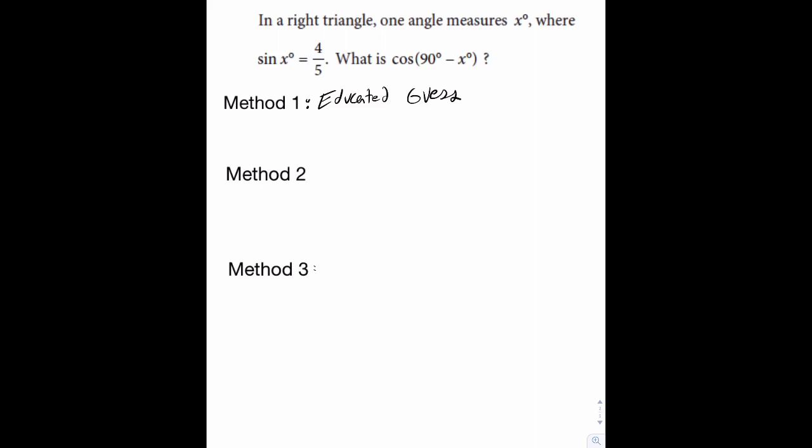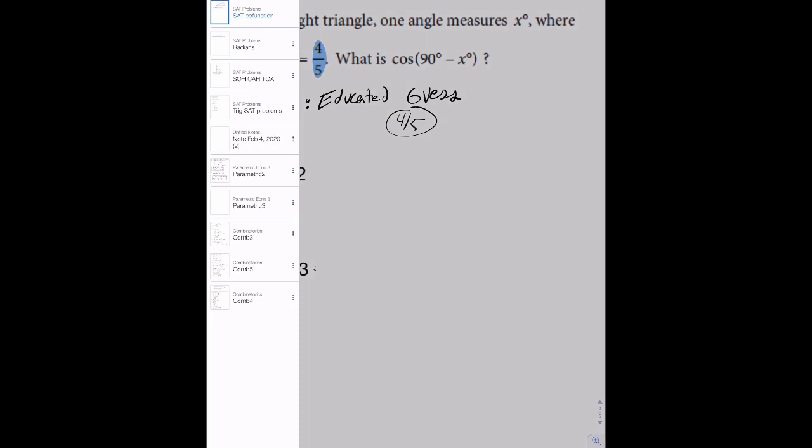These problems often will give you a given value, so notice how it tells you something equals 4/5. Your educated guess is simply to write 4/5 again. Now you're done.